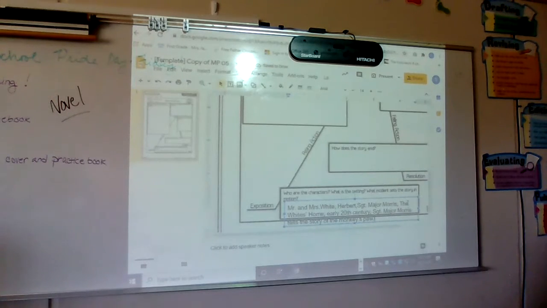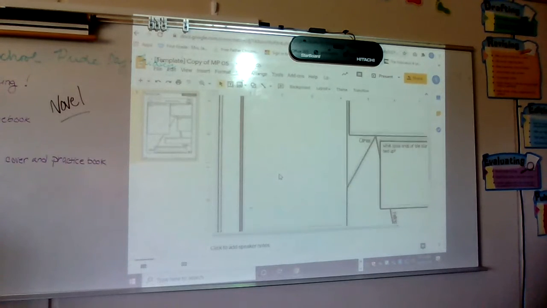All right, so those are all parts of the exposition. We are filling this in. All right, so that's our exposition. Is there anything else you would add? All right. So we are going to move now to the rising action.